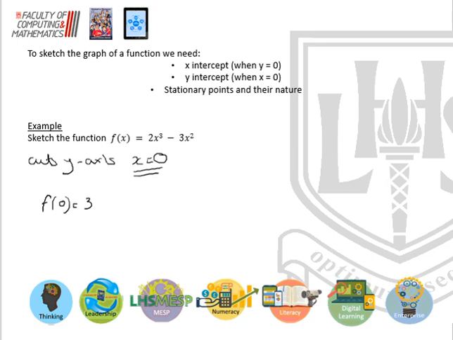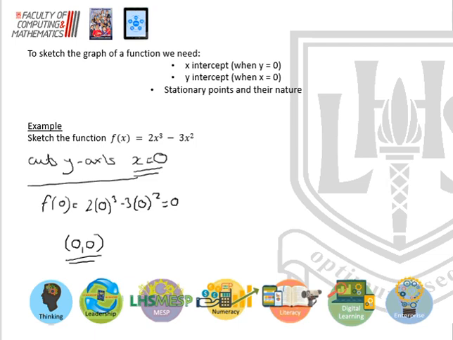is, sorry, that's rubbish. I'm just going to rub that wee bit out there, sorry about that. So f of 0 is going to be 2 times 0 cubed minus 3 times 0 squared. We know that's going to be 0, so it cuts the y-axis at the point (0, 0).